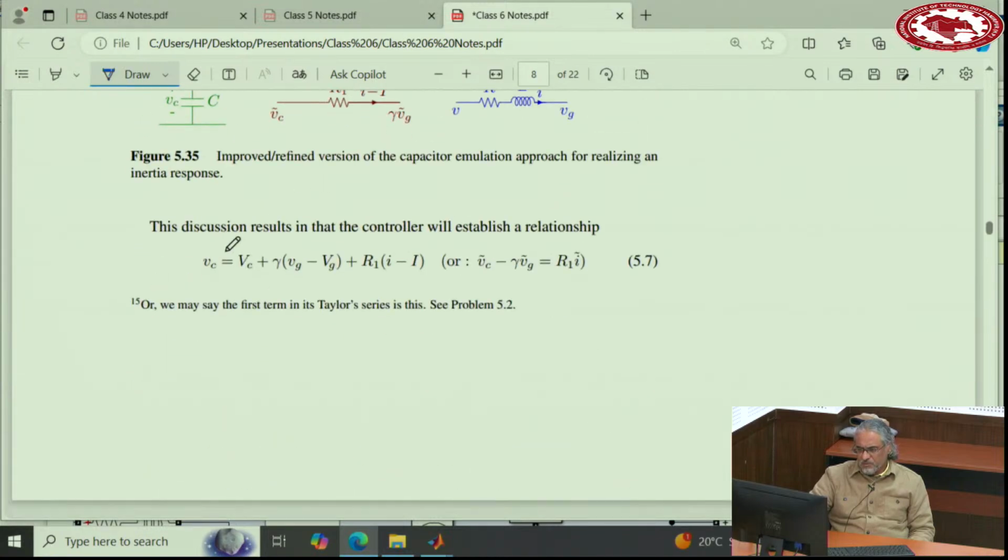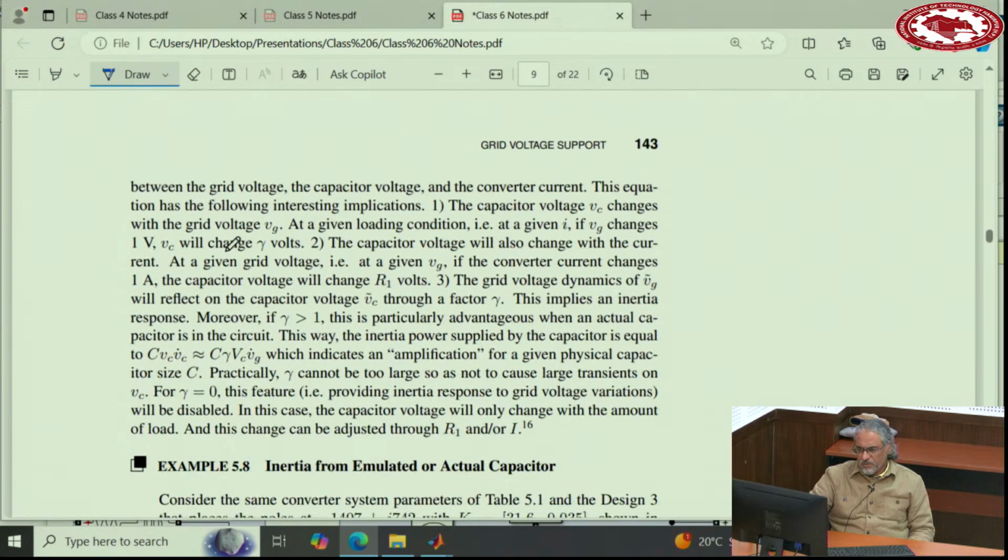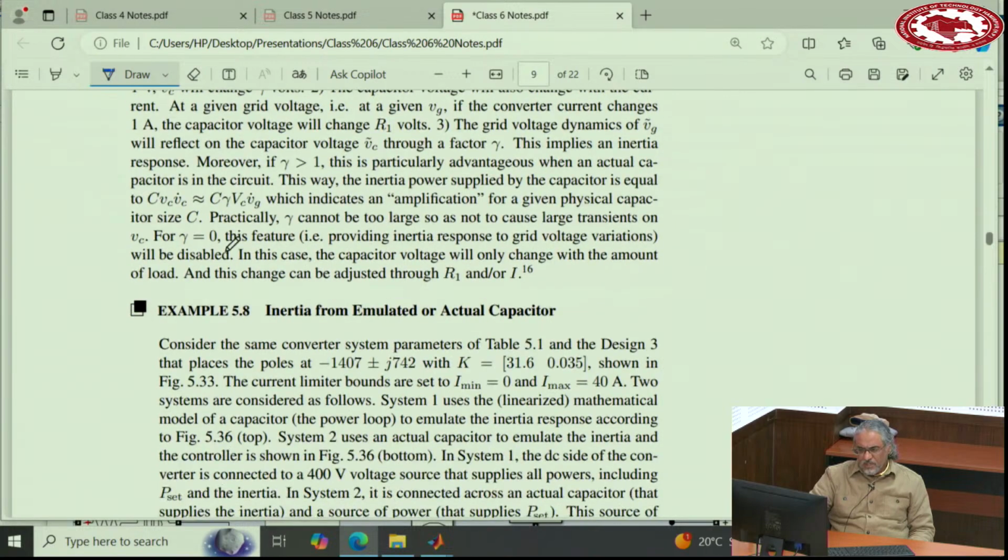This is the circuit we just discussed. If it's an actual capacitor, it's no problem either. And that actual capacitor happens when you have a two-stage converter. In a single stage, you cannot have an actual capacitor. Yes, you can have, I mean, if you put a big capacitor on the PV side.